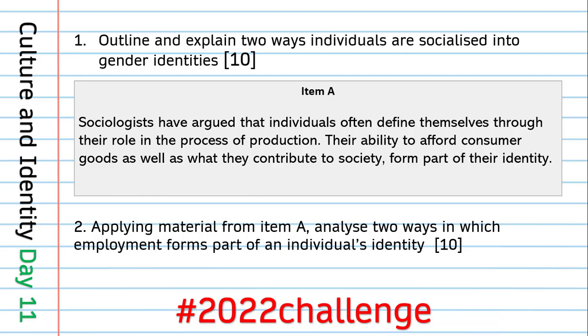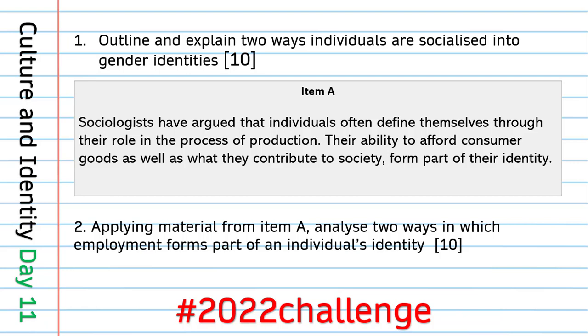The second one I've taken from the last spec point, which was on production and consumption, and I've put an item up here. Sociologists have argued that individuals often define themselves through their role in the process of production. Their ability to afford consumer goods as well as what they contribute to society form part of their identity. And then the question is, applying material from item A, analyse 2 ways in which employment forms part of an individual's identity. So there's a couple of hints there.